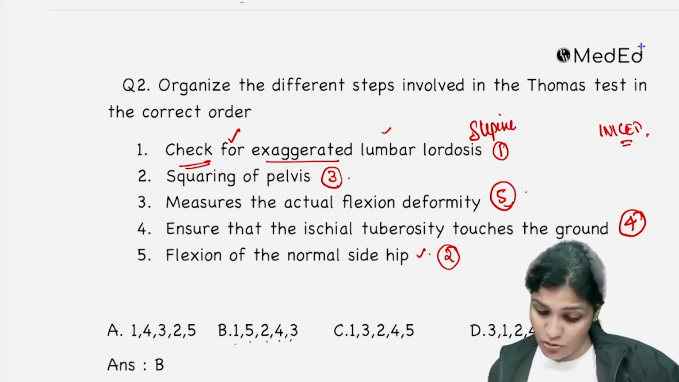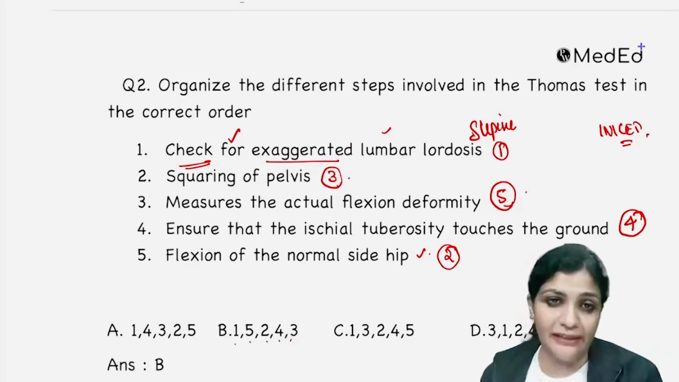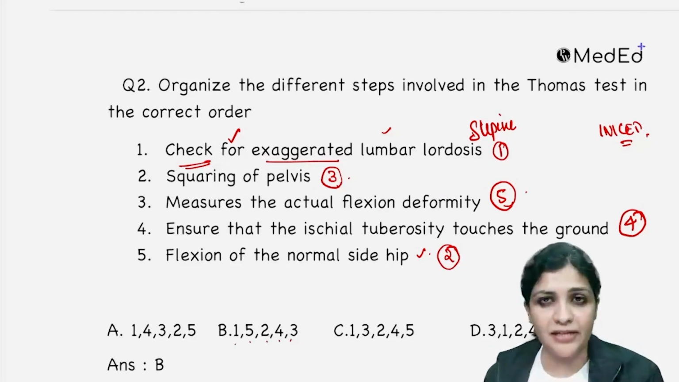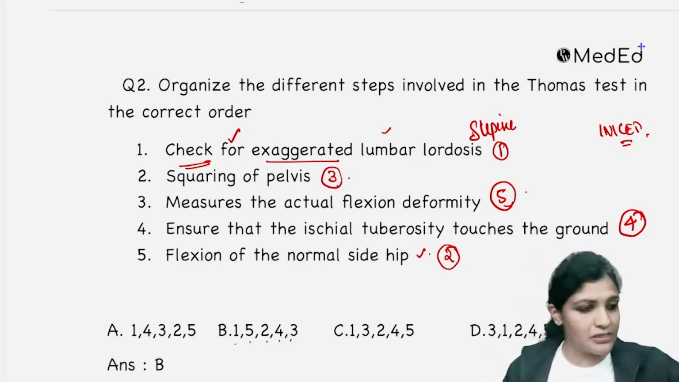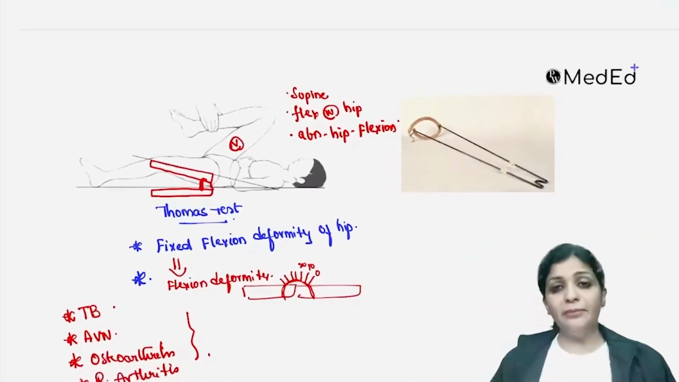And then you're going to do squaring of the pelvis, right? And then you ensure that the tuberosity touches the couch, and finally you will measure the actual flexion deformity, right? Hope you all understood this question here. So this is about the flexion deformity of the hip. Now similarly, what is this?